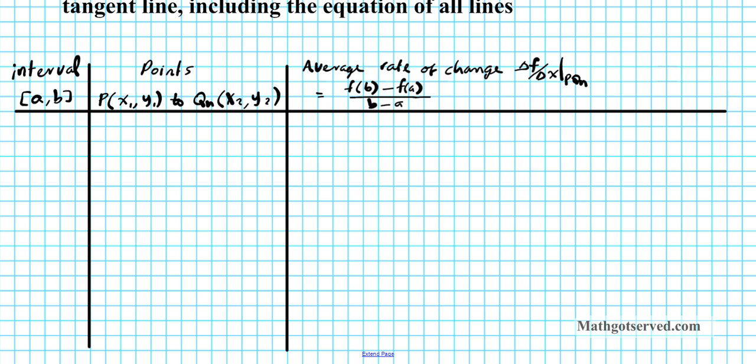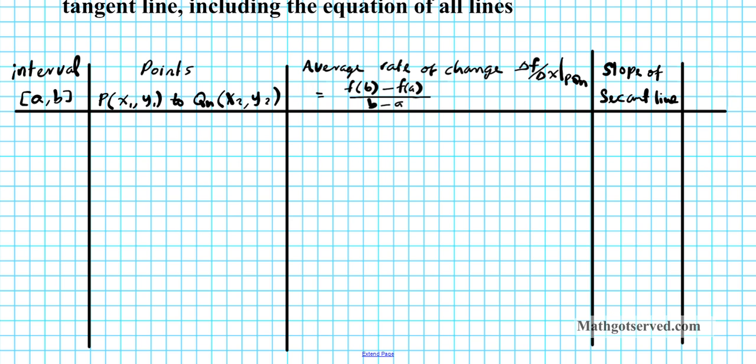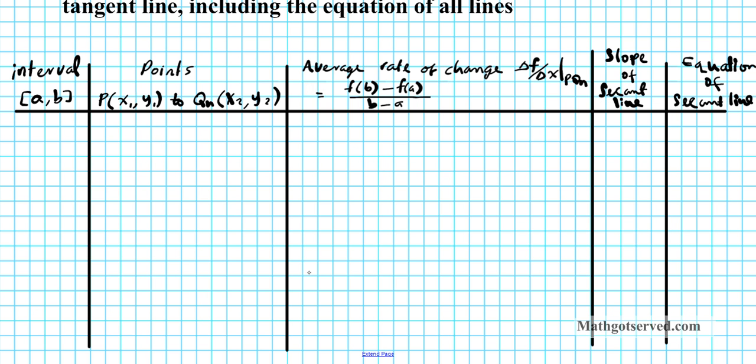All right, and then the next column will contain the slope of the secant line. Slope of secant line, and then the last column will contain the equation of our secant line. Okay, last one will be the equation of our secant line. All right, so the equation of secant line will go in our fifth column.